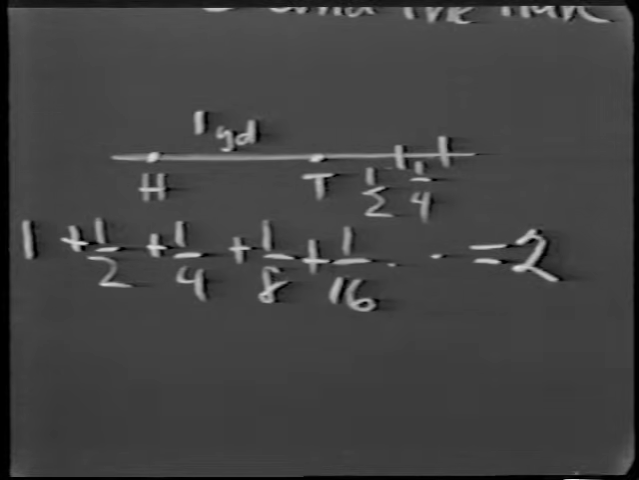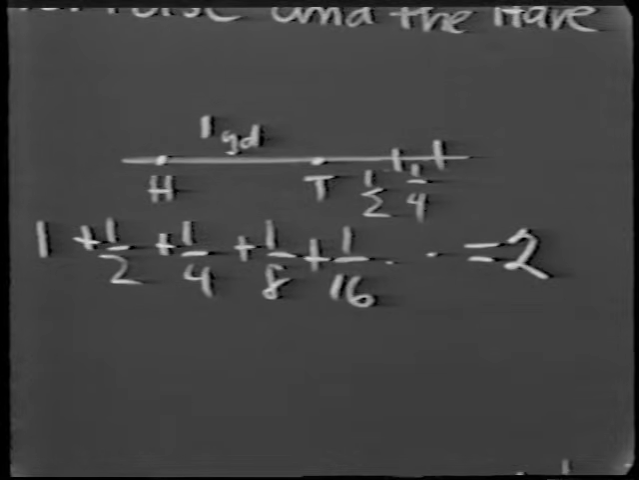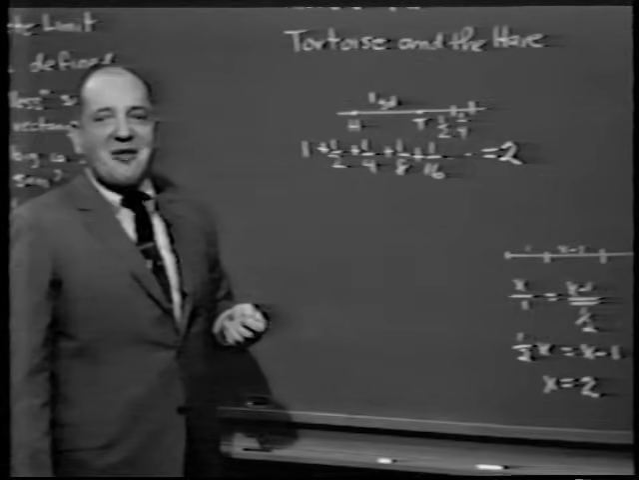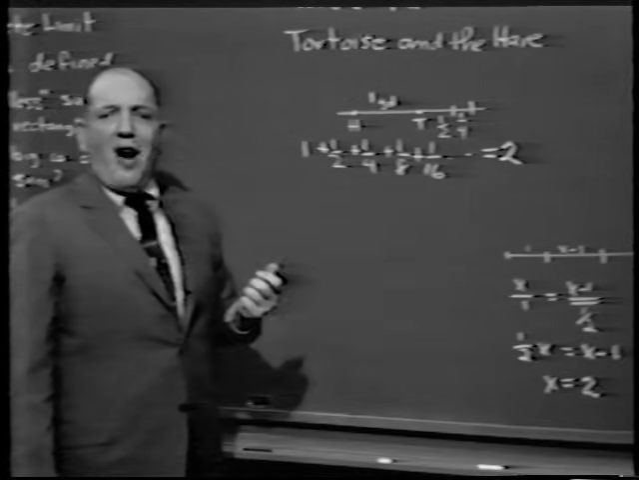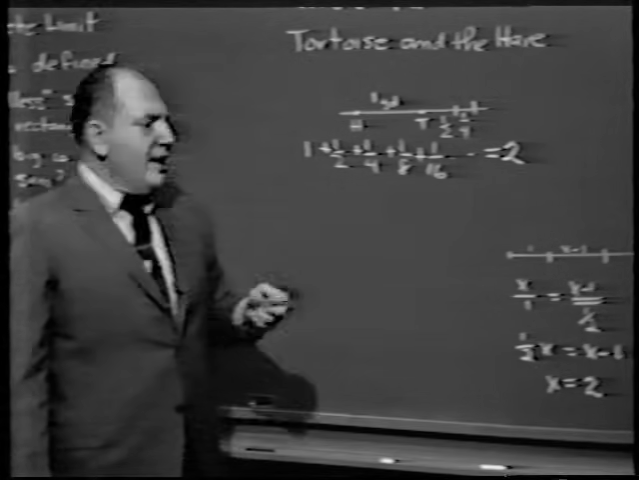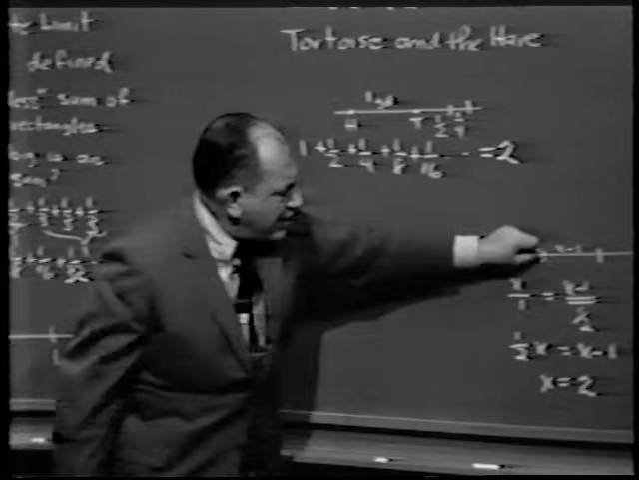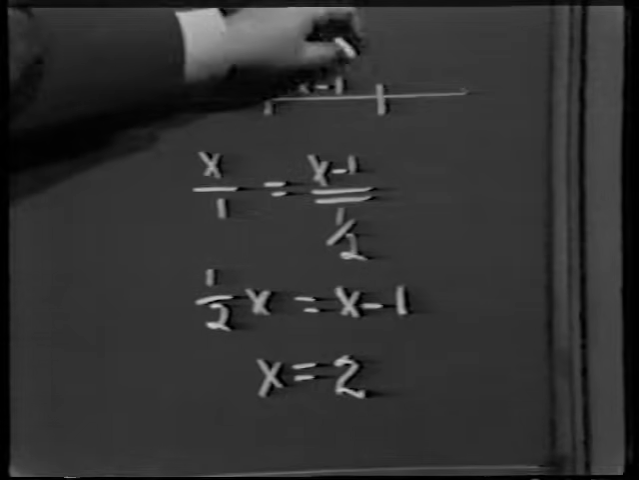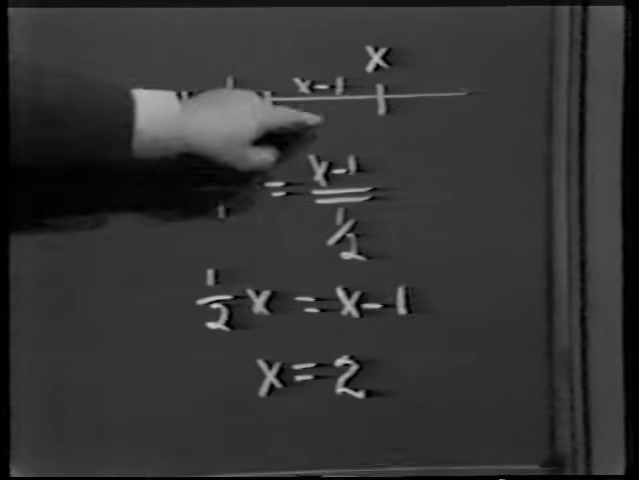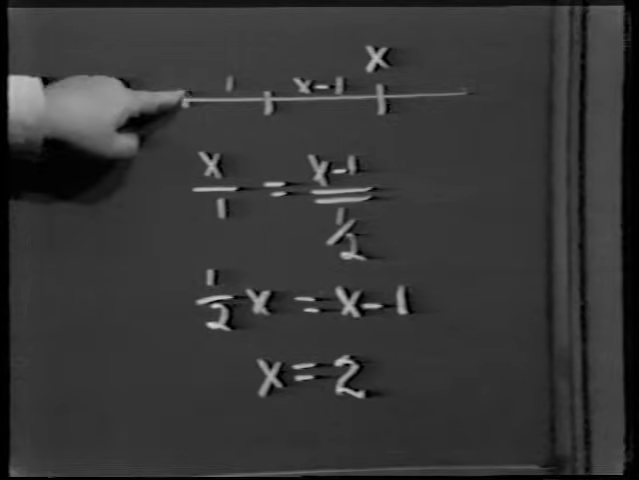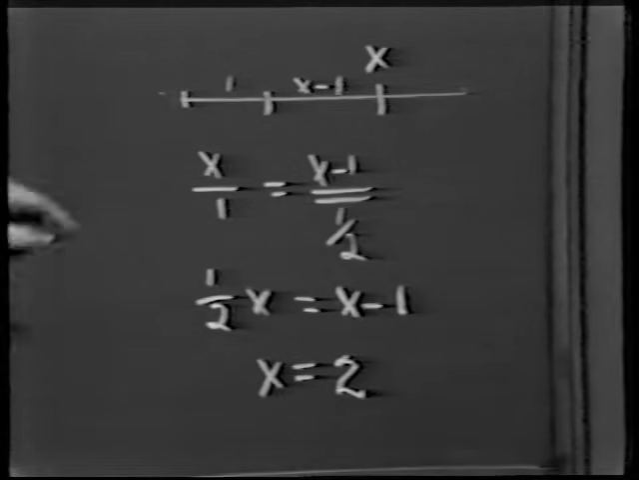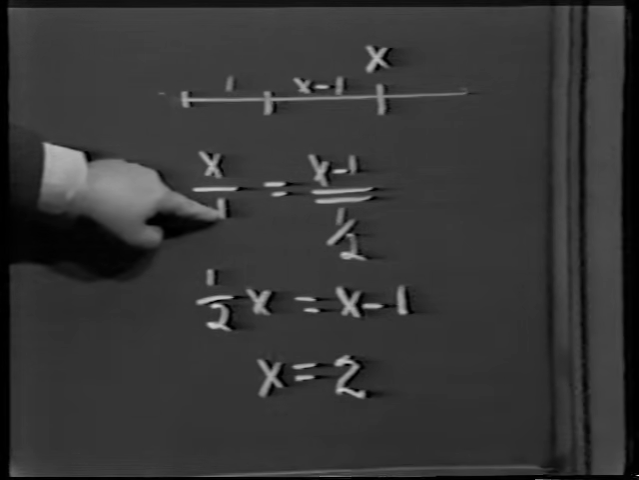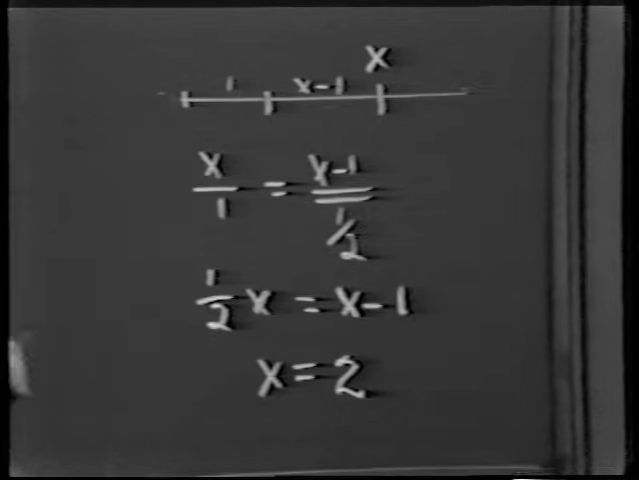Now, of course, those of us who had 8th grade algebra know an easier way of solving this problem. We say, let's solve this problem algebraically. Namely, we say, give the tortoise a 1-yard head start. Now, call x the distance or the point at which the hare catches the tortoise. Now, the hare is traveling 1 yard per second. The tortoise is traveling a 1/2 a yard per second.